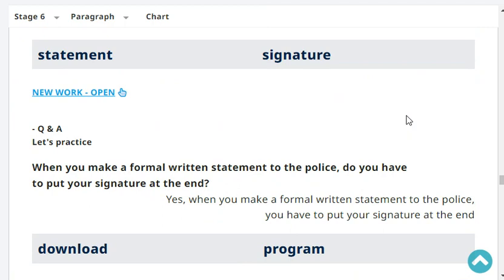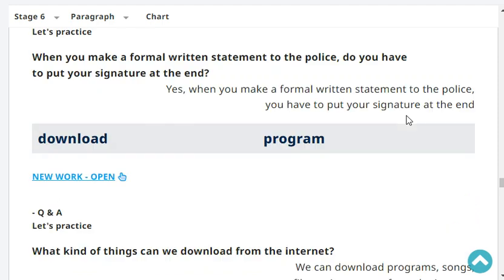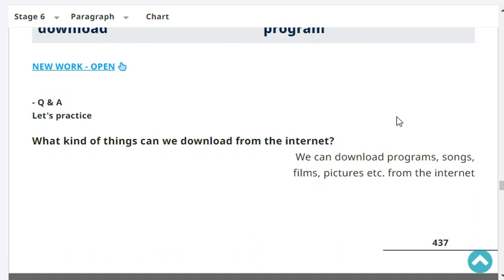When you make a formal written statement to the police, do you have to put your signature at the end? Yes. When you make a formal written statement to the police, you have to put your signature at the end. Very good.